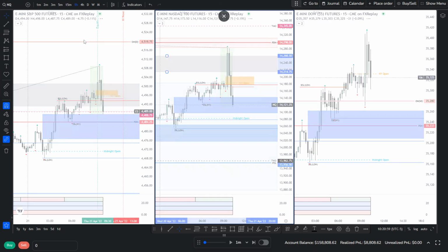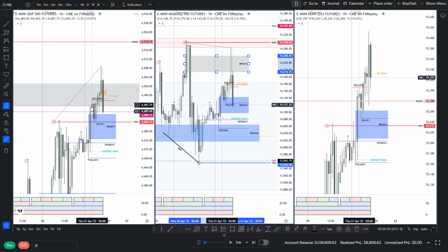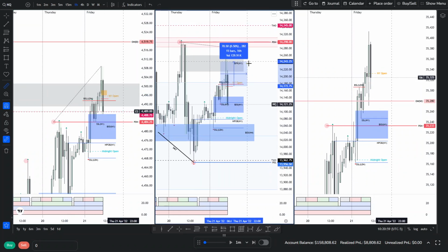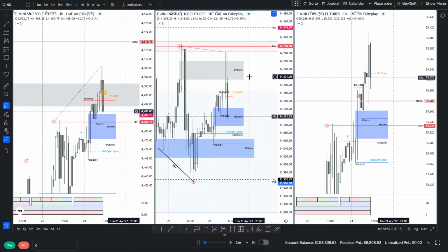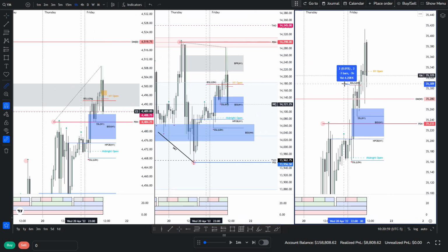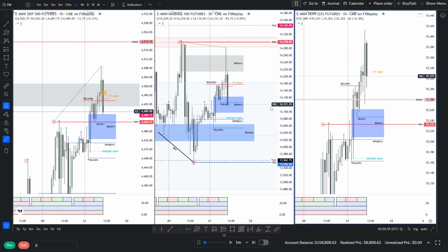if we just go out to the hourly, we obviously purged London high. Let's just move that out like so. So we purged the London. Okay. So we've got the H1 liquidity pool.